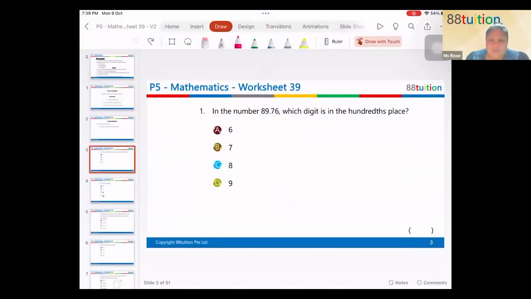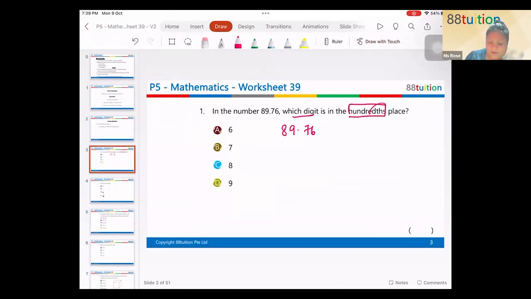Okay, so let's look at question number 1. Most of you who did question number 1 got it right except for one person. You have the number 89.76. The question says which digit is in the hundreds place.